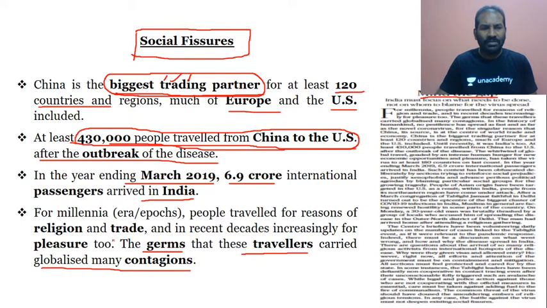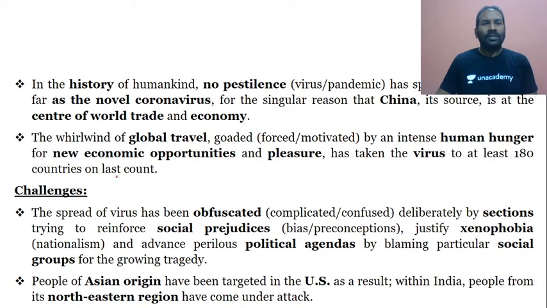People might be traveling because of trade, religion, or even pleasure. Whatever the reason, when people travel across the world, the germs also travel with the travelers globally, and they are contagious. This is the main reason the spread of SARS-CoV-2 has been so virulent, and the mortality or fatality rate across global countries is very high compared to other viruses. If you look at the history of mankind, no other pandemic was as fast as the global coronavirus, SARS-CoV-2, because China is the center of world trade and economy. This is the main reason the virus has spread so virulently.